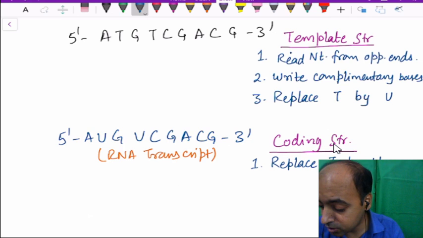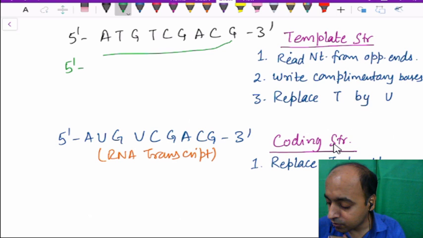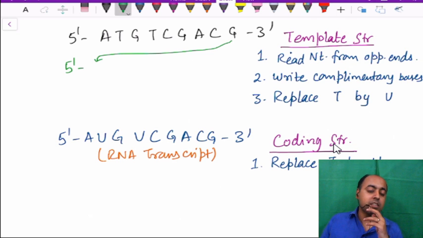Let's try to put this into practice. We have to write the sequence of RNA from 5' end. So we start reading it from 3' end. That is step one. Step two, you have to write complementary bases.